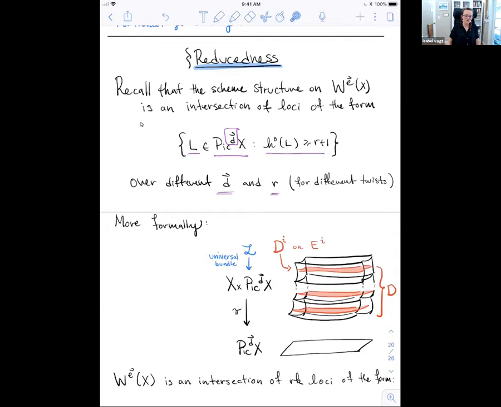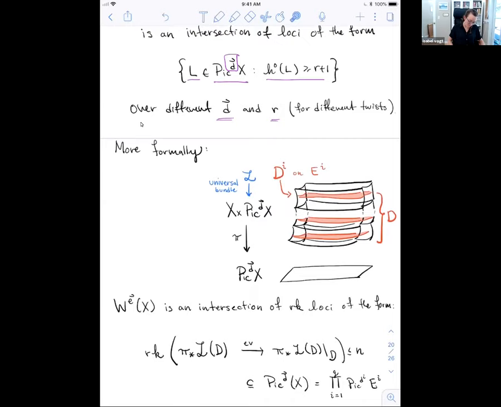And then I look for the rank of the evaluation map of the push forward of L twisted up by D, which will be a vector bundle if D was large enough, to the push forward of L twisted up by D restricted to D, again a vector bundle if D was large enough. And my loci are going to be when this evaluation map has rank at most some quantity, which is going to tell me that the kernel, the sections that actually come from sections of L, are big enough. And just to illustrate this, this rank locus lives inside this Pic D of X, which remember was composed of elliptic curves. So it's just a product of elliptic curves. It's a well understood object.